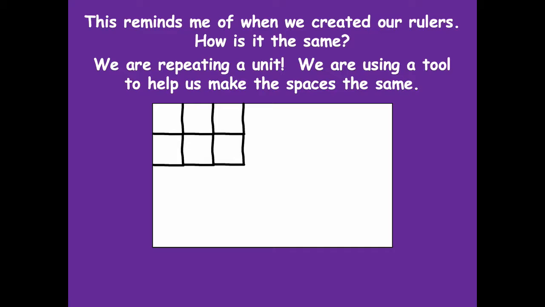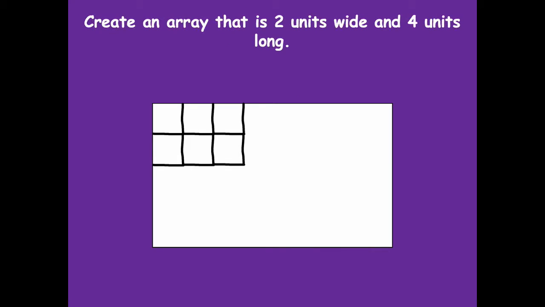Yeah, well, it's like we're repeating a unit, right? We're using a tool to help us make the spaces the same. Okay, so now we're going to create an array that's 2 units wide and 4 units long. So it's probably going to look pretty similar to this one that we have, right?